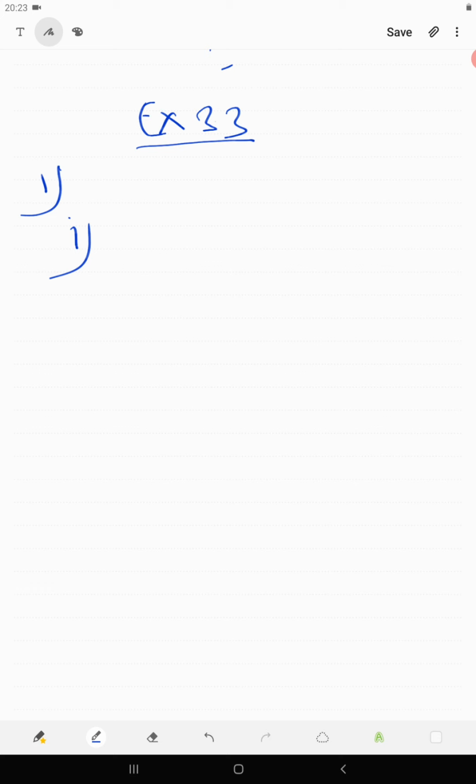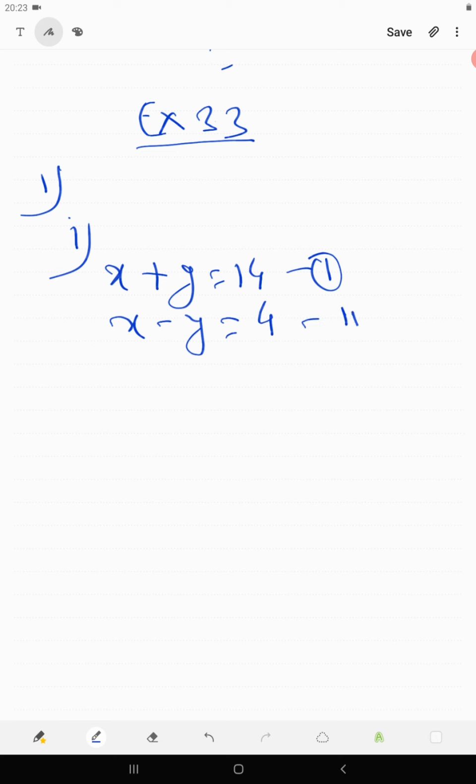What is given to us is x plus y equals 14. This is our equation 1. Then x minus y equals 4. This is our equation 2. You can write numerals as Roman 1, 2, or you can write the normal 1, 2 also. It doesn't matter, but this is the way.